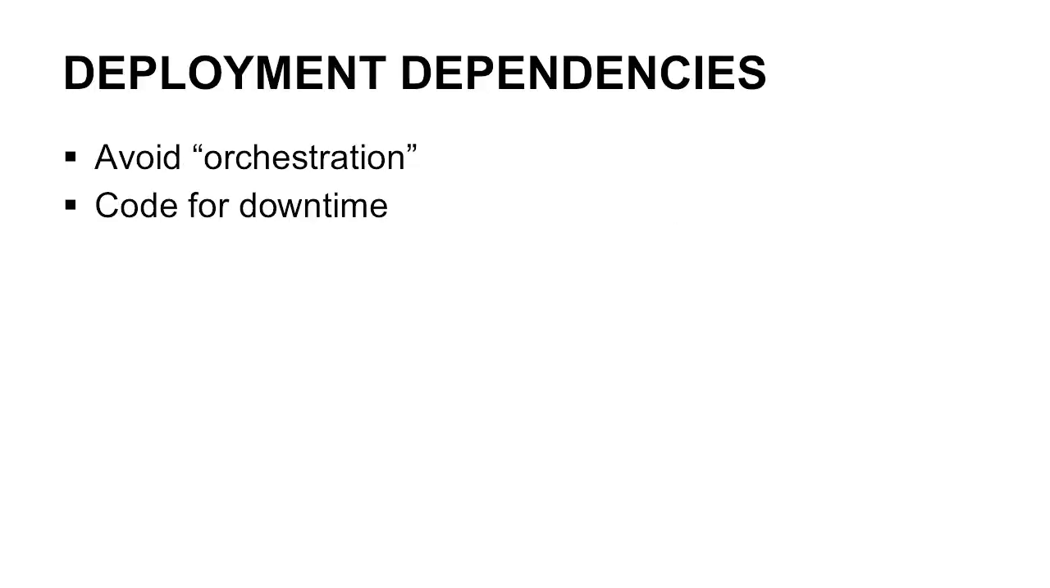Lastly, deployment dependencies are a big anti-pattern. You want to avoid as much orchestration as possible. Another way to word this would be, services should all be able to deploy independently. You'll save yourself a lot of headaches if you can deploy a service at any point in time without needing all the other services to deploy along with it. You should avoid orchestration at all costs.